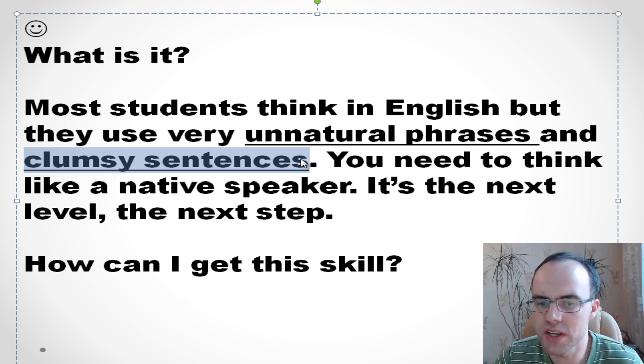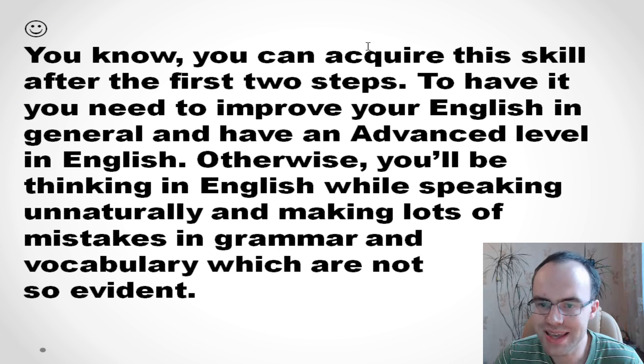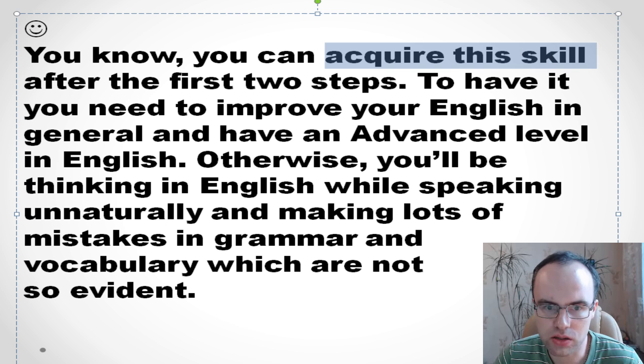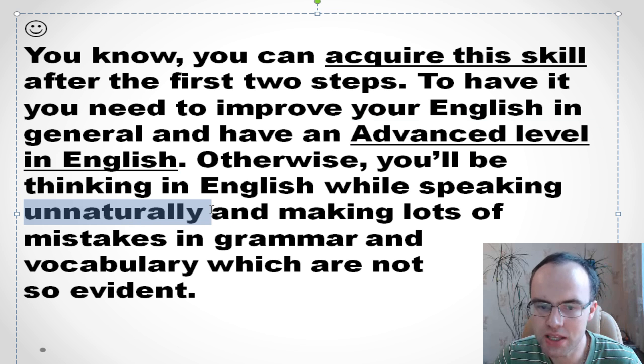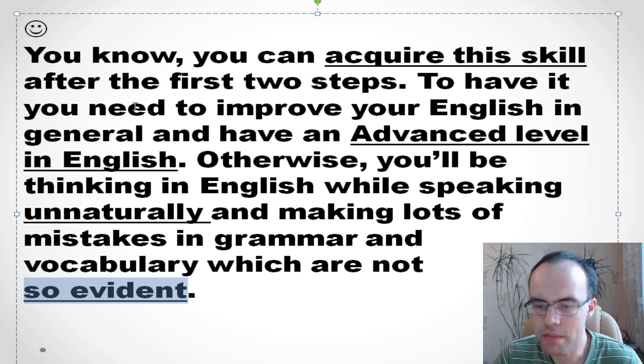So you need to think like a native speaker. It's the next level, the next step. So how can I get this skill? You can acquire this skill after the first 2 steps. To have it, you need to improve your English in general and have an advanced level in English. Otherwise, you'll be thinking in English while speaking unnaturally and making lots of mistakes in grammar and vocabulary which are not so evident. Students make lots of mistakes, and the problem is that they don't realize that they make these mistakes. So you need to have an advanced level.